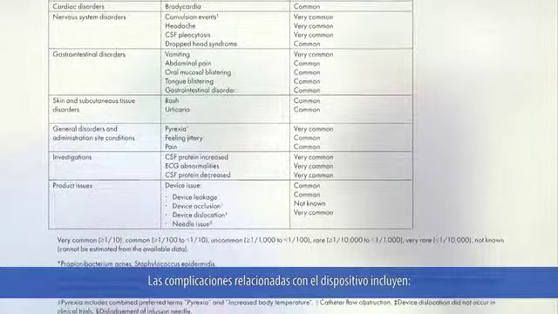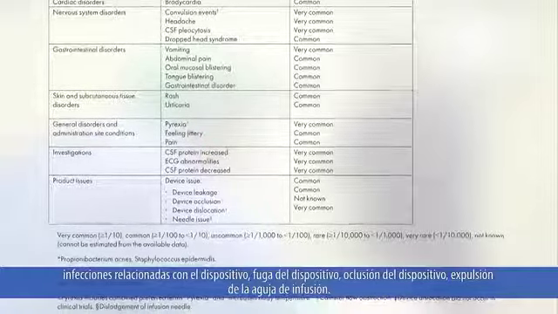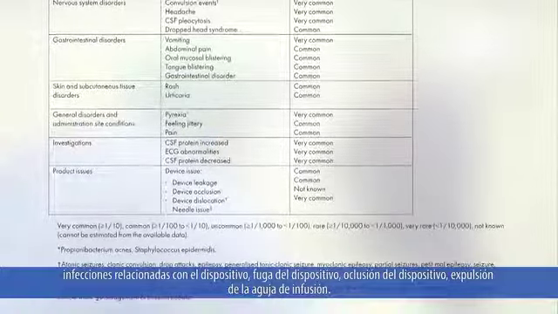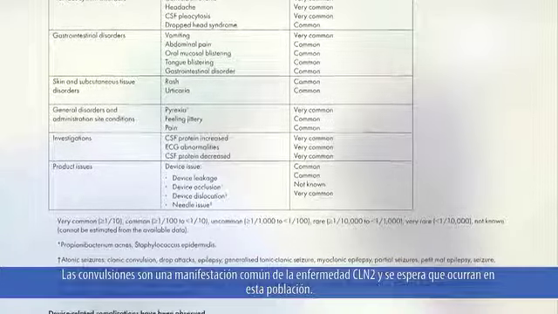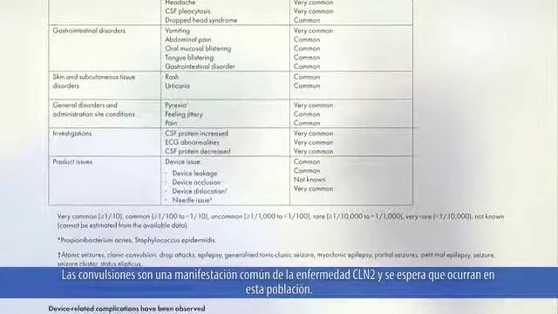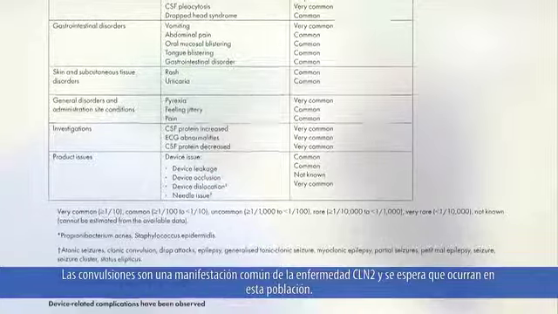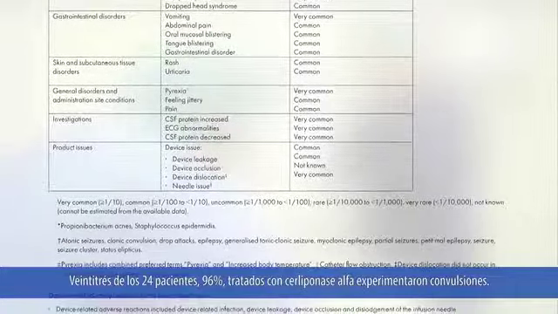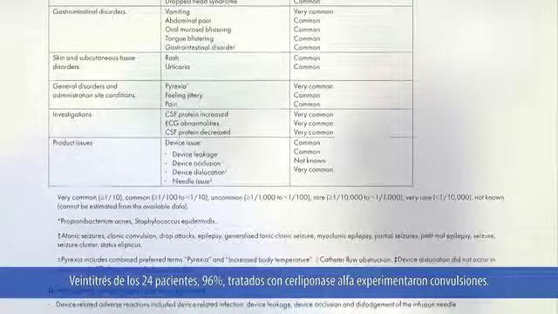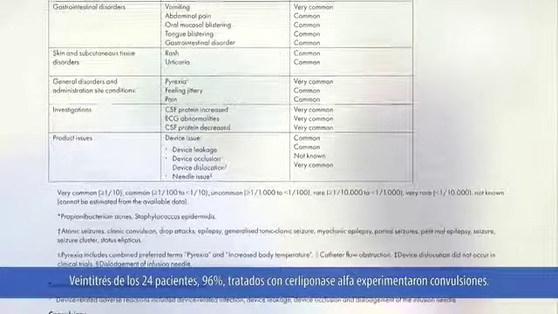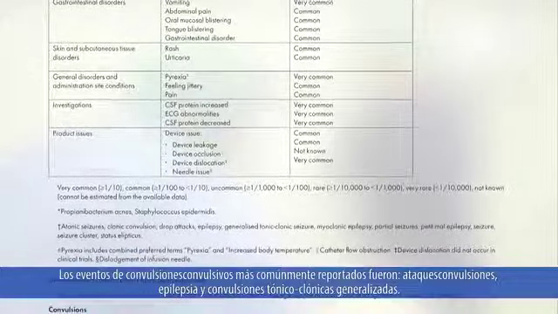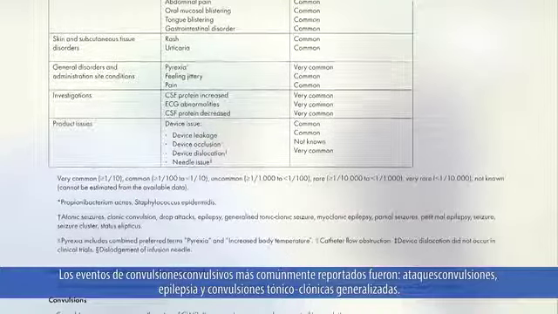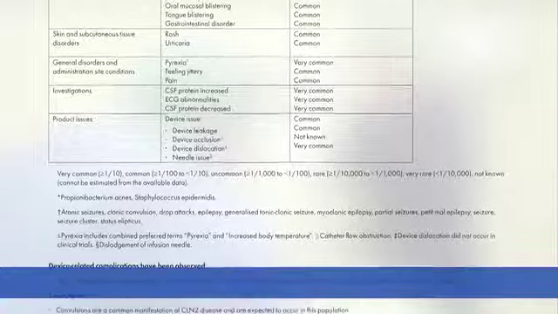Device-related complications included device-related infection, device leakage, device occlusion, dislodgement of the infusion needle. Convulsions are a common manifestation of CLN2 disease and are expected to occur in this population. 23 out of 24 patients, 96%, treated with solipinase alpha experienced convulsions. The most commonly reported convulsion events were seizure, epilepsy, and generalized tonic-clonic seizure.